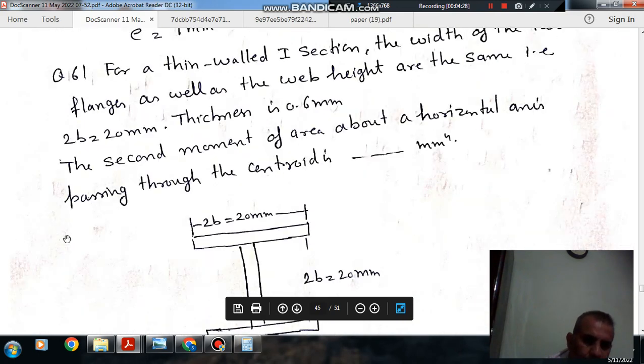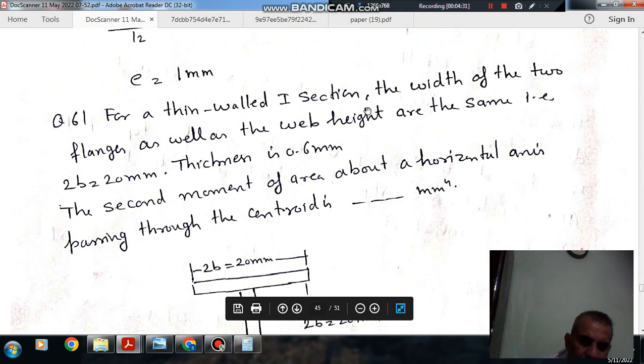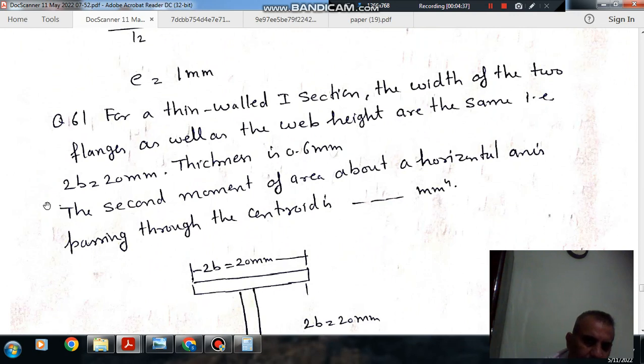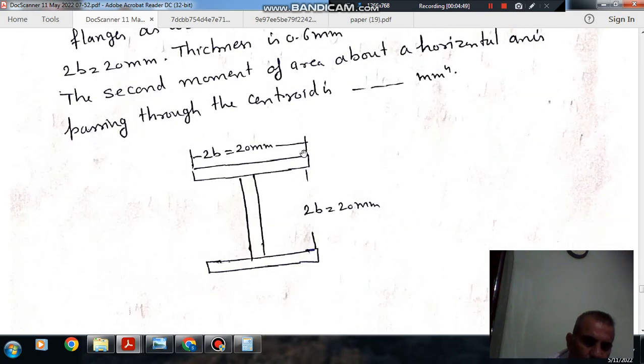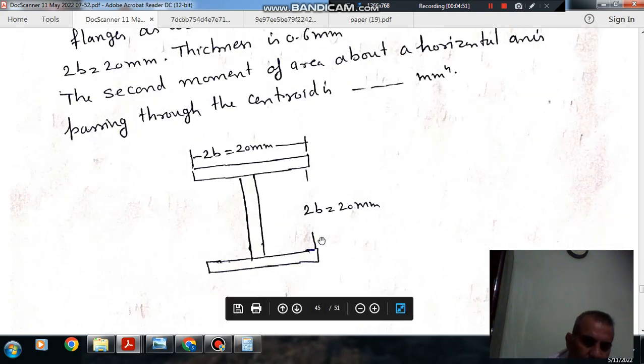Next, for a thin wall section, the width of the two flanges as well as web height are the same, that is 2b equal to 20 mm. Thickness is 0.6 mm. The second moment of area about a horizontal axis passing through centroid is dash mm4. So this is 2b, this is 2b, this is 20 mm, this is 20 mm.